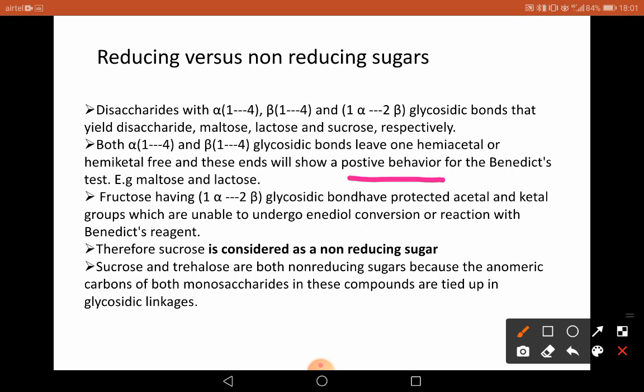The sucrose, having the alpha 1, beta 2 glycosidic bond, has protected hemiacetal and ketal groups which are unable to undergo oxidation or reaction with Benedict's reagent. Therefore, sucrose is considered a non-reducing sugar. So maltose and lactose both are reducing sugars, but sucrose is a non-reducing sugar. Sucrose and trehalose are both non-reducing sugars because the anomeric carbons of both monosaccharides in these compounds are tied up in the glycosidic linkage, and are not free to react with the Benedict's reagent.